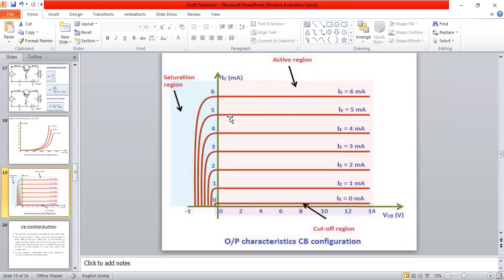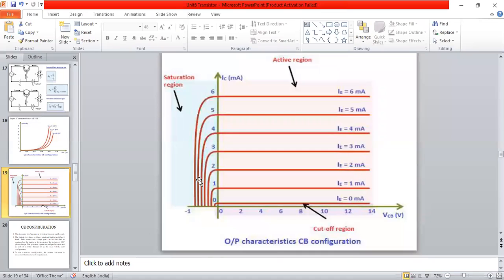In the active region, the current is flowing from the emitter to the collector here. Now we can say that it completes the common base configuration. Similarly, we'll go for the next one, which is common emitter. Common emitter we are going to discuss here.